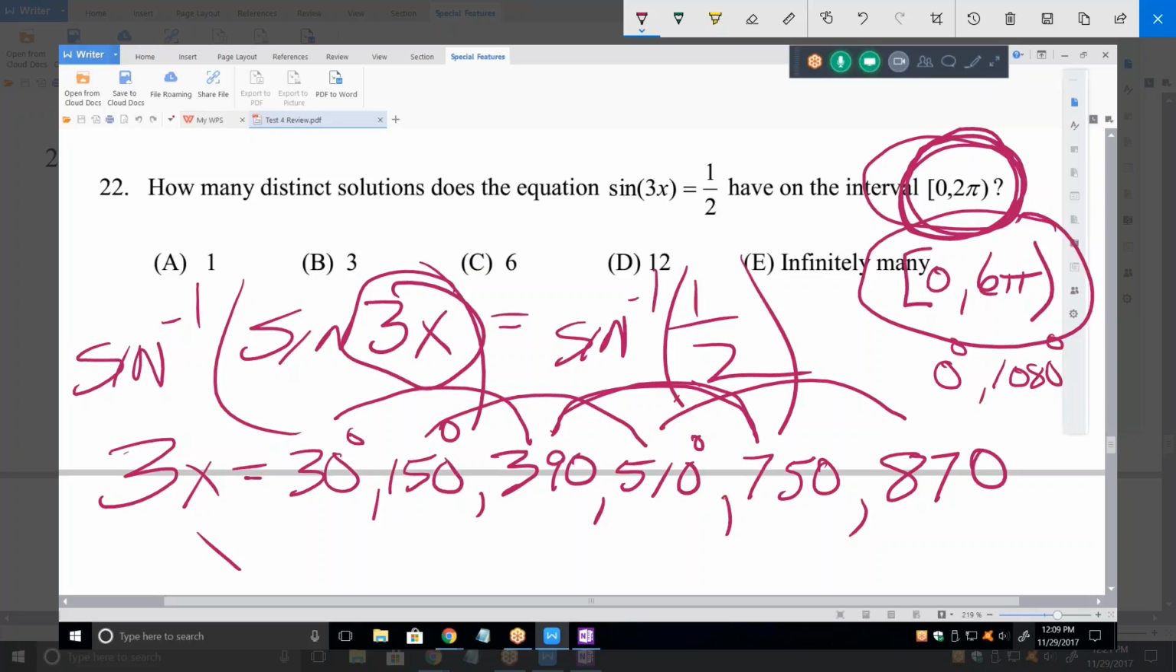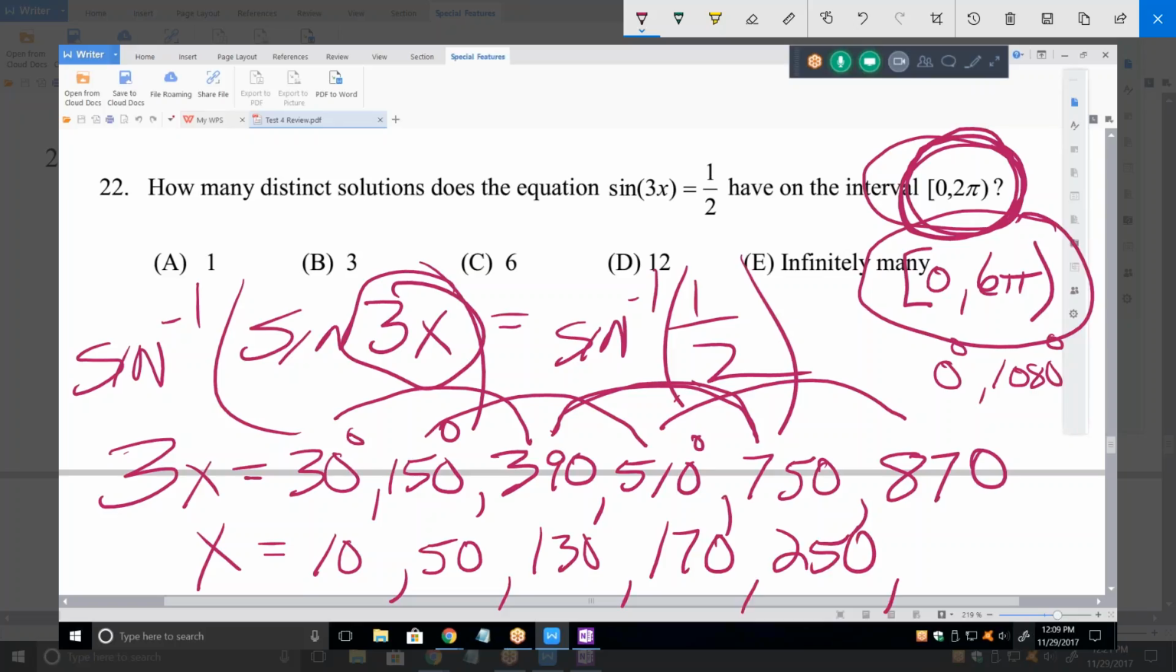So now tell me what all of my answers for x are. So it'd be 10 and 50. Notice that all 6 of those answers are inside the unit circle. They're inside between 0 and 2 pi.